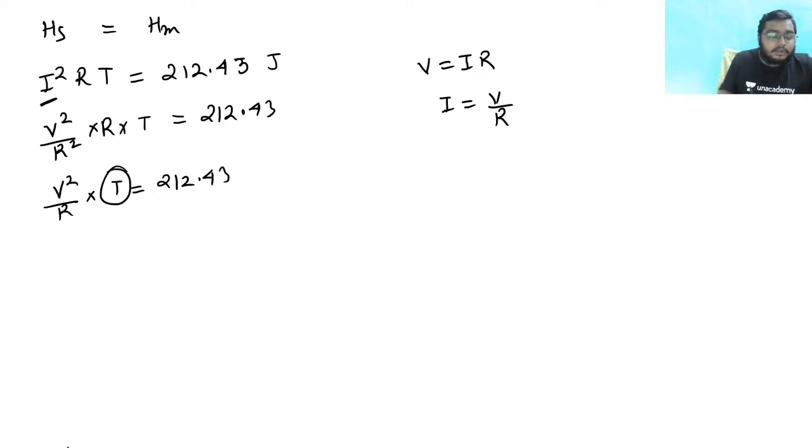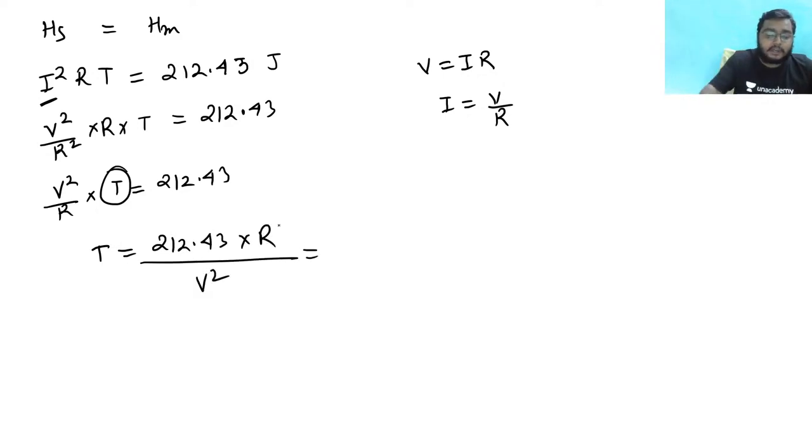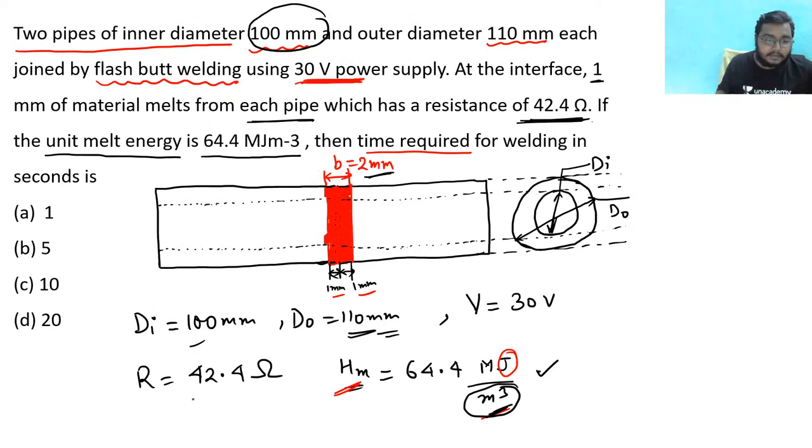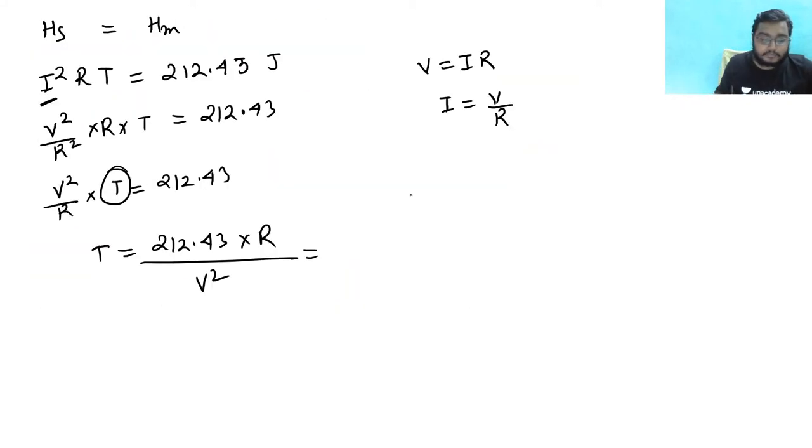Clear? Now from here, you might need to find time. So time would be 212.43 into R by V square. Now substitute these values. What is the contact resistance that has been given? 42.4. And what is the V value? That is 30 volt. So put these things here, you will be getting 212.43, and R is given as 42.4.